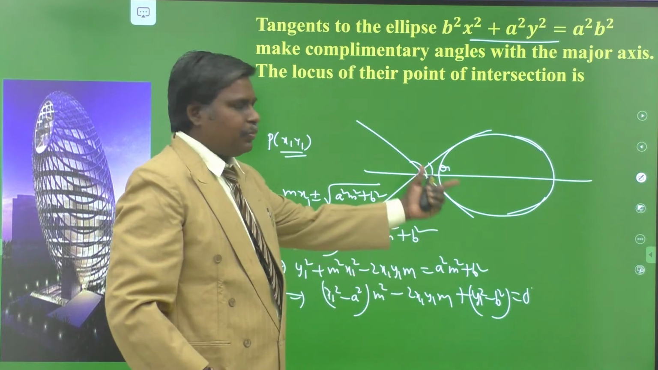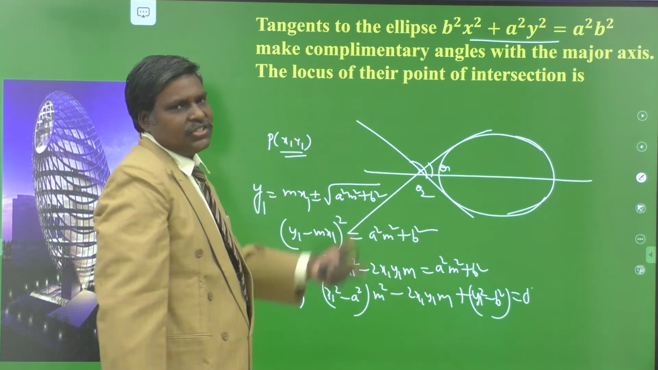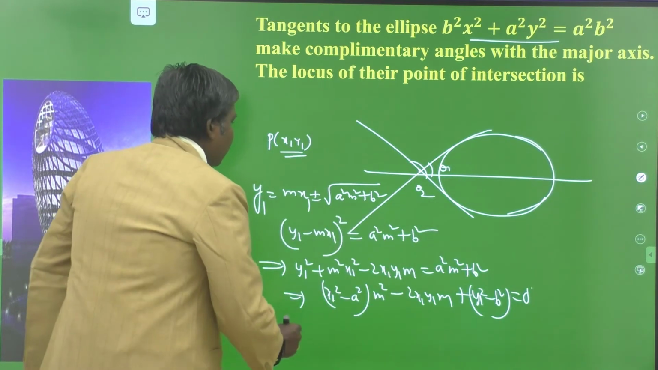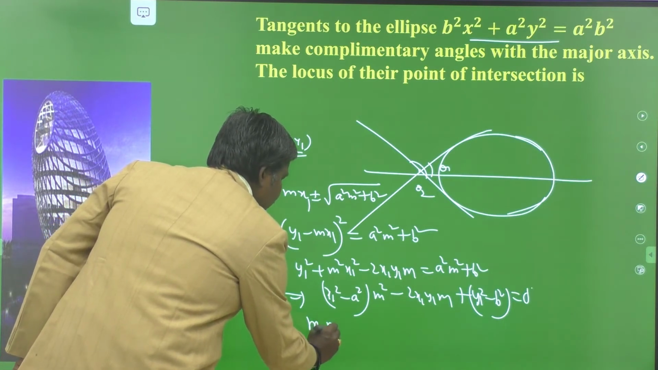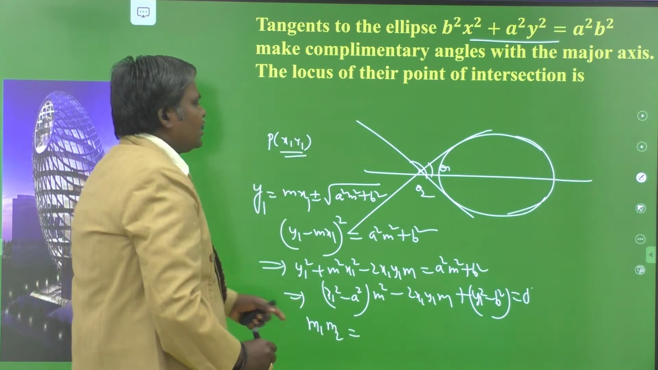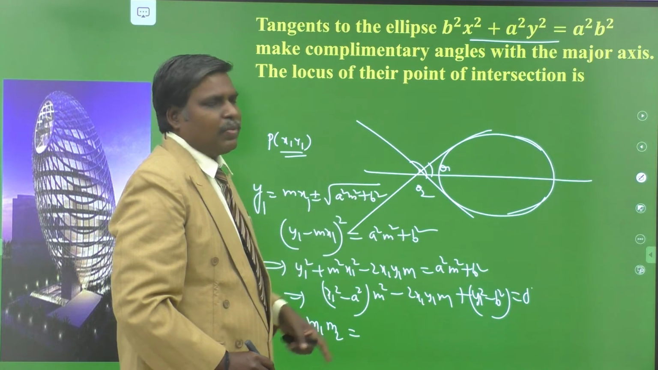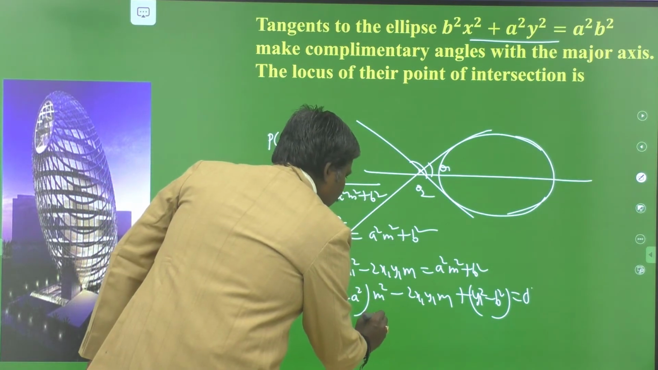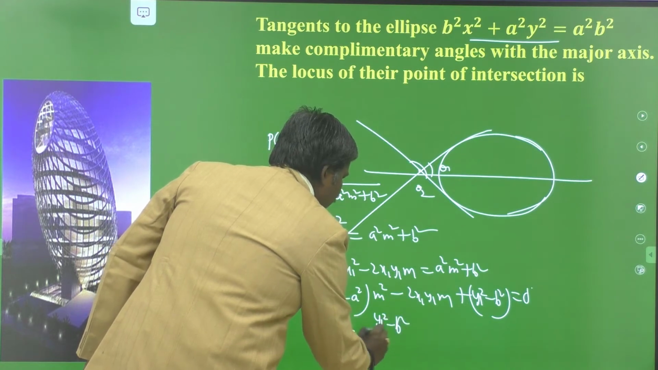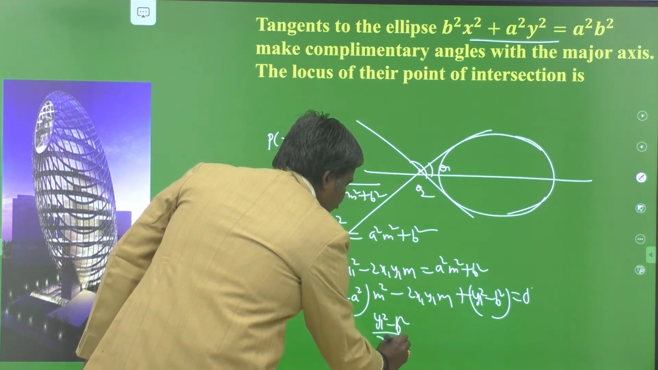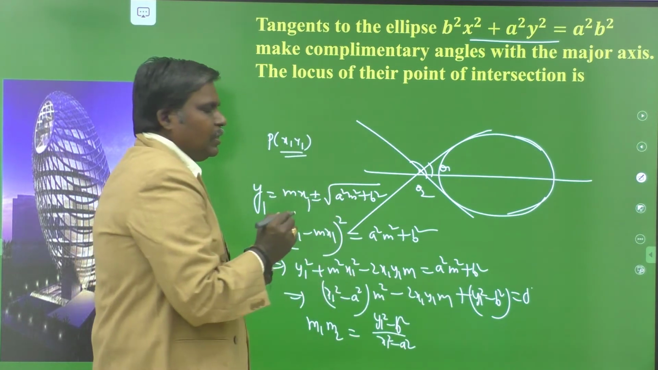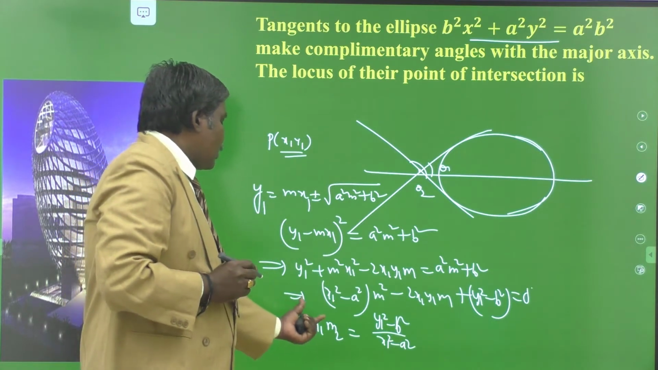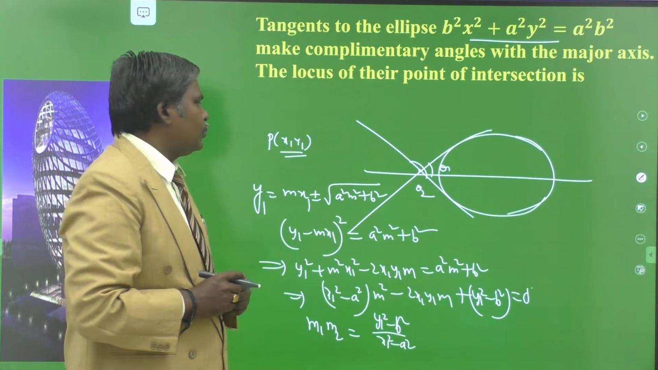Already we derived up to here, but the condition is changed here. What is the product of the roots from the equation itself? m1 and m2 are the slopes of tangents drawn from the point (x1, y1) to the ellipse. The product of slopes is (y1² − b²)/(x1² − a²), by the c by a formula. Product of the roots is this one.